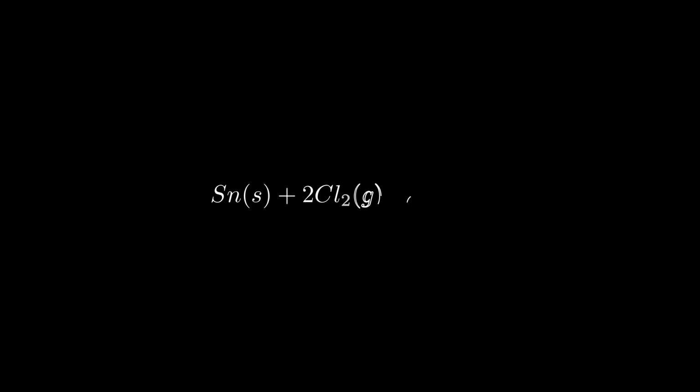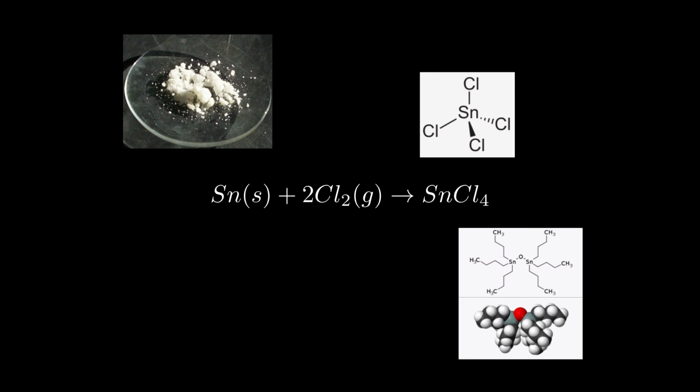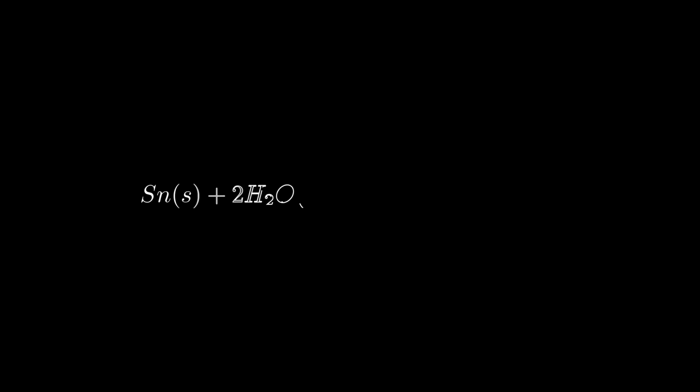When reacted with chlorine gas at 115 degrees, it forms tin 4-chloride, which is mainly used as a precursor to organotin compounds, which are used as catalysts and polymer stabilizers. These organic compounds are also used as industrial biocides. When reacted with steam, it produces hydrogen and tin dioxide, an amphoteric compound.